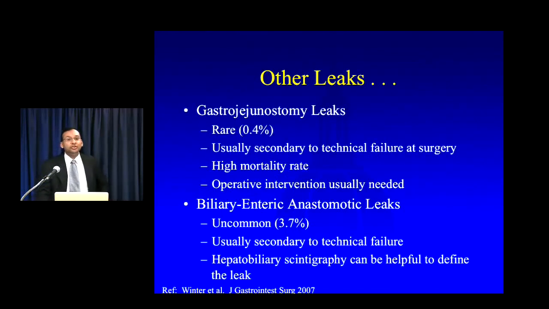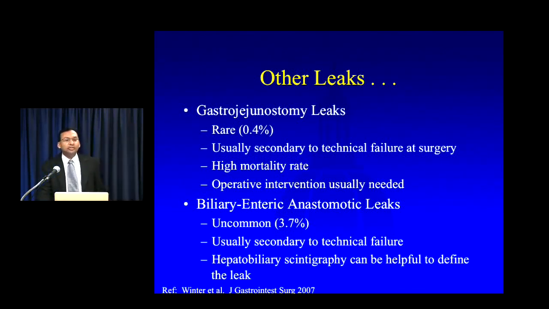Now, pancreatic jejunal leaks are by far the most common leaks that we deal with in clinical practice, right? Yes, you can rarely end up with leaks at the gastrojejunostomy or at the biliary enteric anastomosis, but honestly, they're pretty rare. Gastrojejunostomy leaks in particular are extraordinarily rare, right? I've only seen, I think, one or two over the last few years, and almost always these are secondary to major technical failures at surgery. And it goes without saying that this is a big deal, almost always associated with major morbidity and mortality. And a gastrojejunostomy leak typically will require them to go back in for operative intervention.